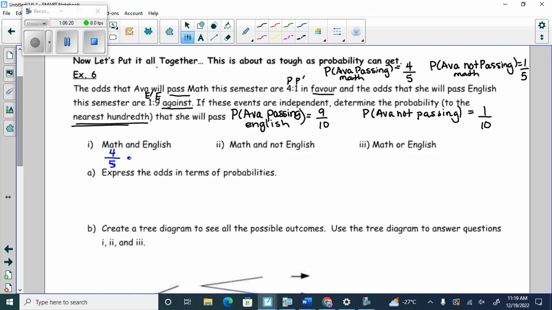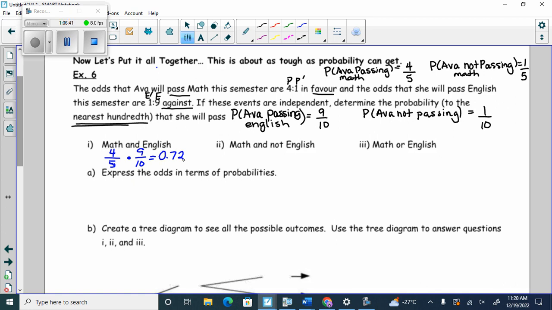So passing math, 4 out of 5. What's passing English? 9 out of 10. And they want to the nearest hundredth. 0.7. 0.17? 0.72. So 72. Yeah, that makes sense. It should be high because she has a very high chance of passing both.